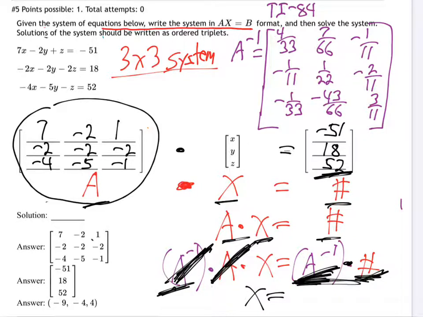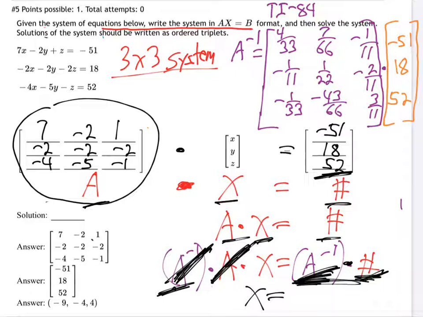So what am I going to do now? I'm going to take that inverse matrix and I'm going to multiply by this number matrix, which I don't have room to do. I'm going to have to squeeze this in a little better here. So negative 51, 18, 52. So you're going to multiply, right?